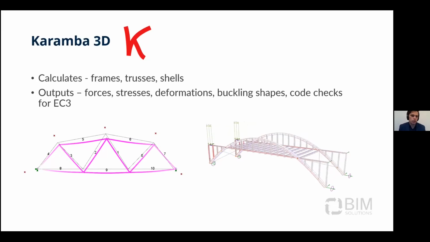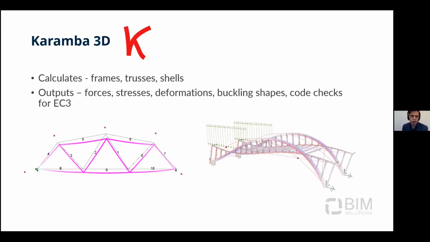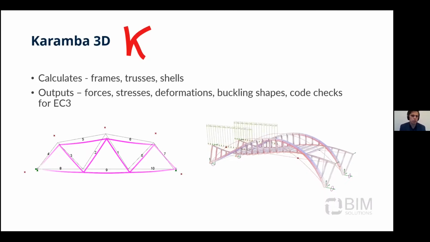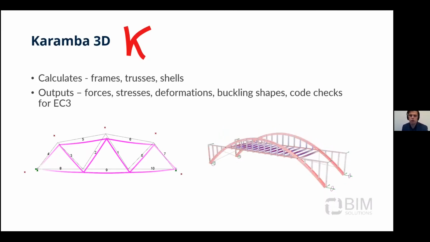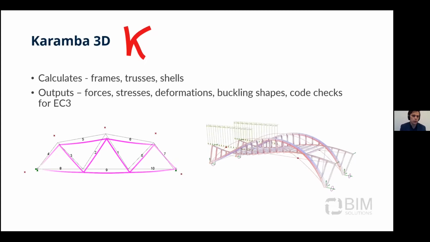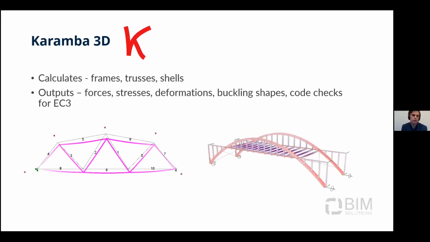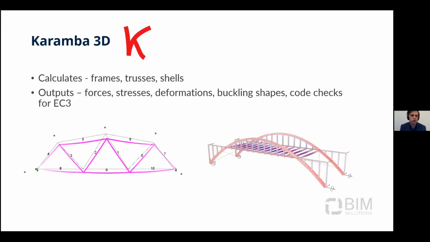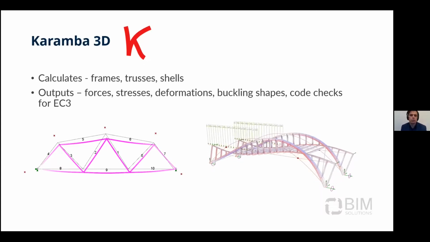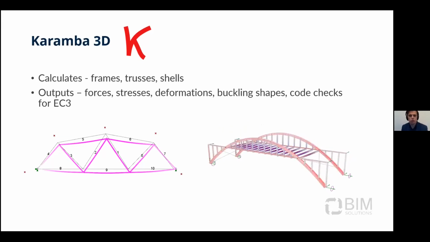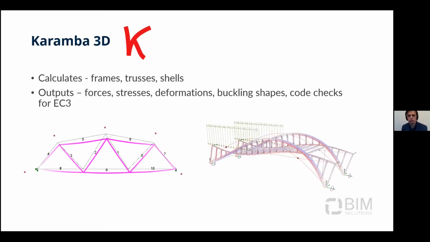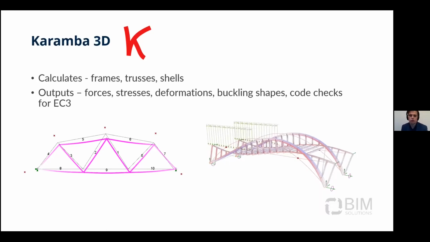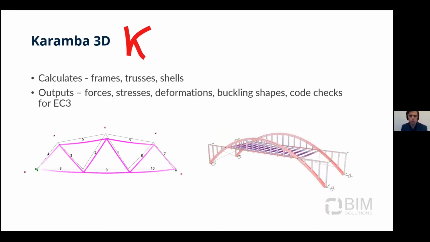Karamba 3D allows you to calculate 1D members and 2D members, so you can calculate beams, frames, trusses, and also all kinds of shell structures. And as an output, you can get forces, of course. In the 1D and 2D elements, you get the stresses, you get the deformations. You can calculate the local and global buckling shapes, and you can also do the code checks for steel members according to your code.